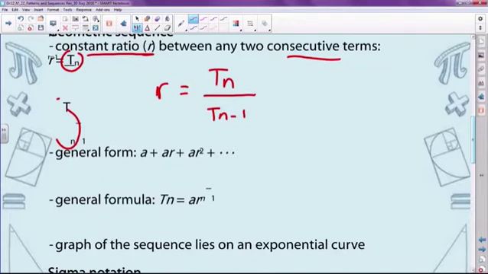The general form for a geometric sequence: you start with your first term a, and then you multiply by r to get the next term. So it's a, and then your next term will be ar, all right? And in fact, let's make those plus signs semicolons because we're dealing with a sequence, not a series. So we've got a, then ar, then ar squared, and so on. The general formula we use for geometric sequences is Tn = ar^(n-1). Okay.